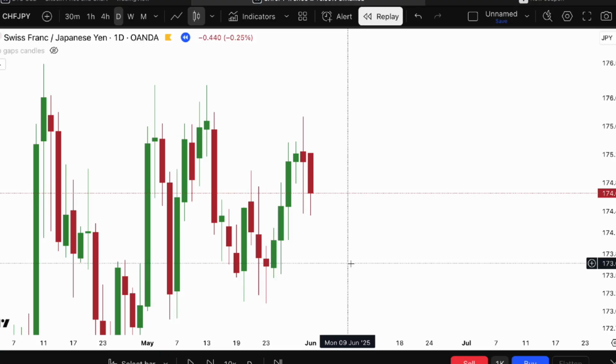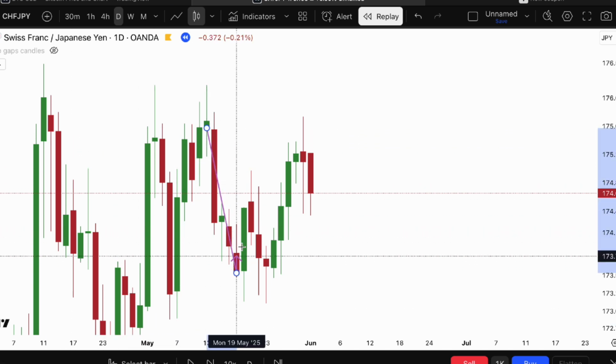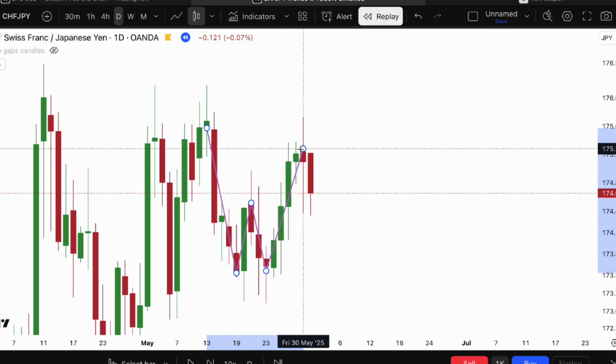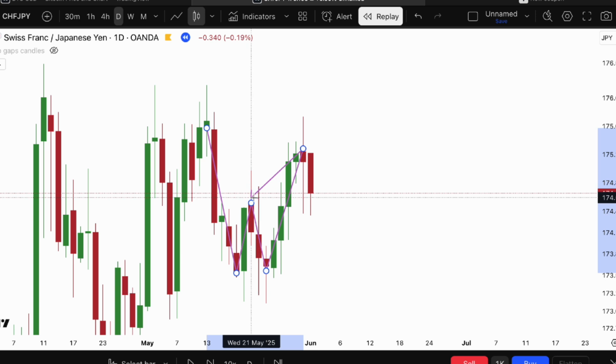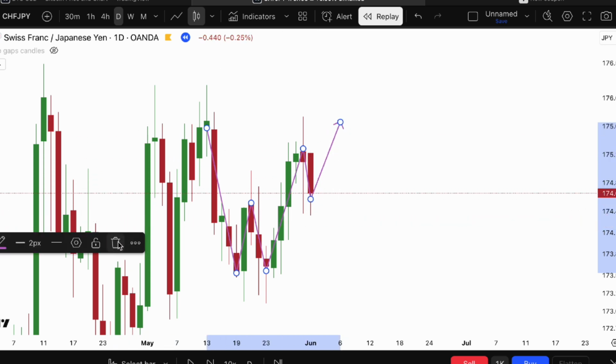So we always start off on the daily time frame. On the daily, we want to identify the direction of the market. As you can see, we were making higher highs, higher lows, followed by this impulse to create the new higher high, breaking and closing above this previous high right here, followed by a retracement and a possible continuation.